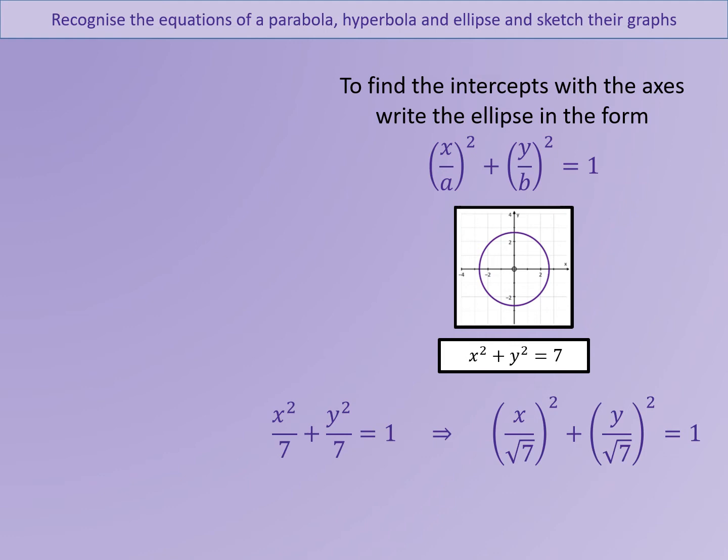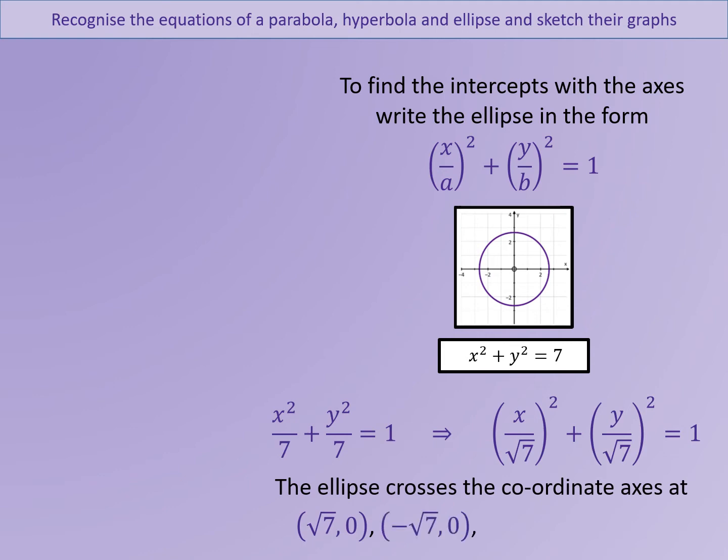We can then compare to the original form of the ellipse, and we can see that a and b would both be root 7. We can then conclude that the ellipse crosses the coordinate axes at (root 7, 0), (negative root 7, 0), (0, root 7), and (0, negative root 7).